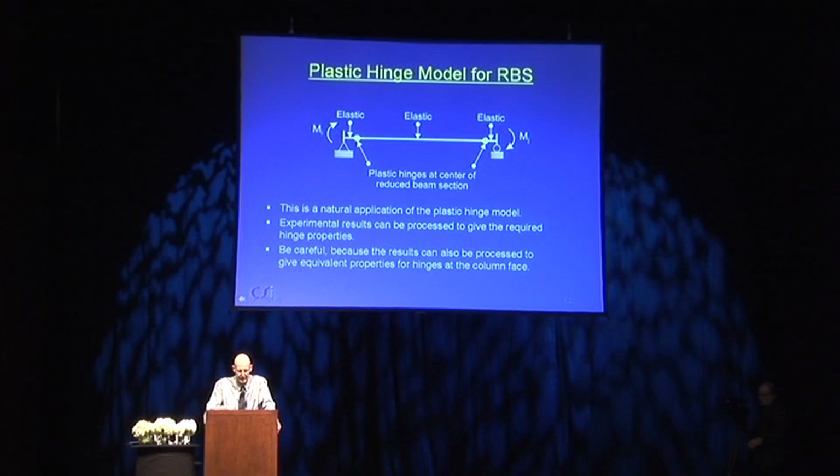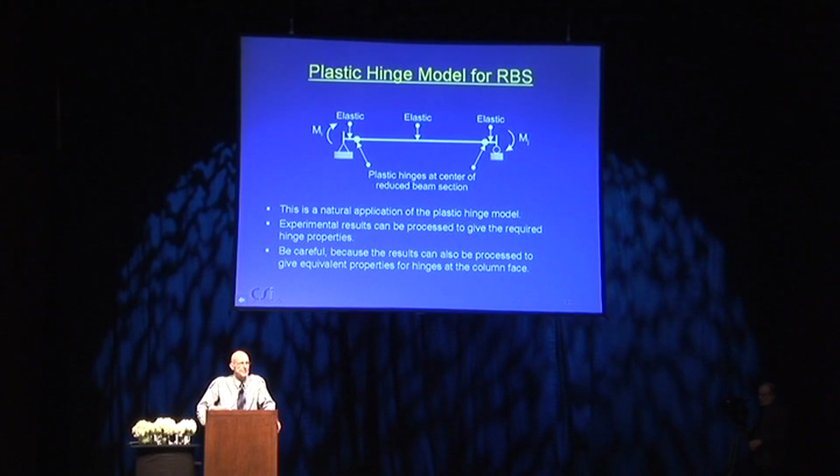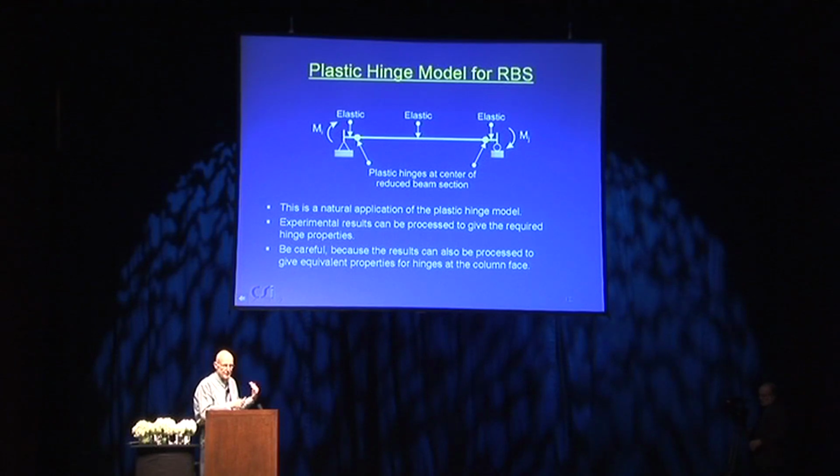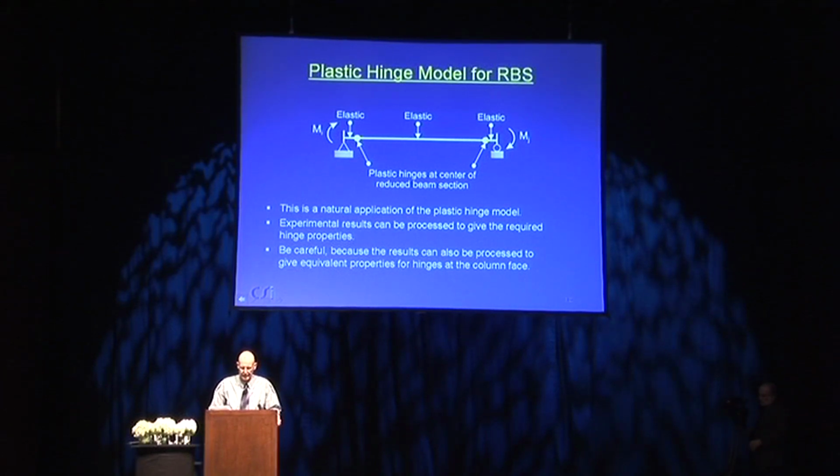I would, though, be careful, because I've seen papers where the values are processed to give hinge rotations not at the center of the RBS, but at the face of the column. In that case, you would need to put the hinge at the face of the column. But I think the more natural thing here would be to calculate the equivalent hinge properties at the center of the RBS section and position the hinge at that location.